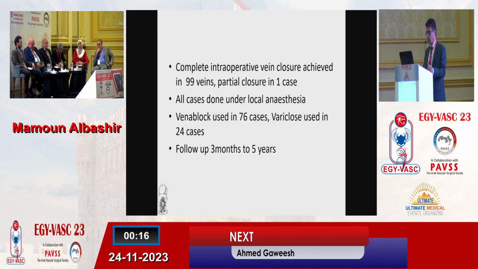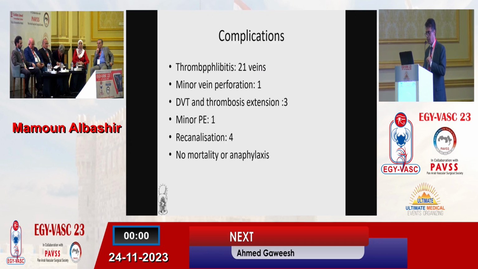Which shows the occlusion of the vein. So in our series, we achieved complete closure of the veins intraoperatively in 99 veins. There's partial closure in one case, which was a large diameter vein. However, these usually progress into complete closure later. All cases were done under local anesthesia. Vena Block was used in 76 cases, Variclose in 24, and follow-up is variable between 3 months and 5 years. I have to point out, we do get a lot of medical tourism in Amman, Jordan, and some of our patients are lost to follow-up because they go to another country, so it's not all comprehensive.